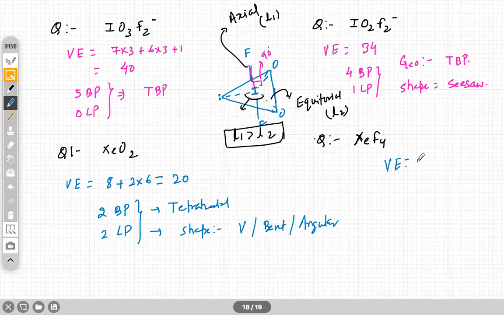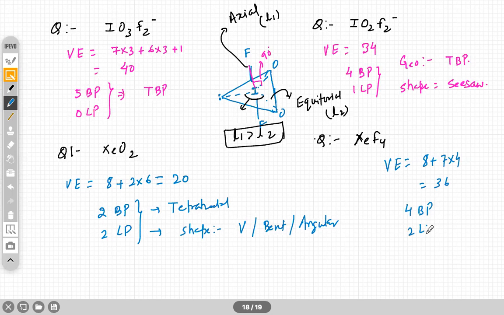XeF4, valence electrons, 8 plus 7 into 4, that is 36. So four bond pairs and two lone pairs. Geometry is what? Octahedral, square bipyramidal. Shape is square planar.